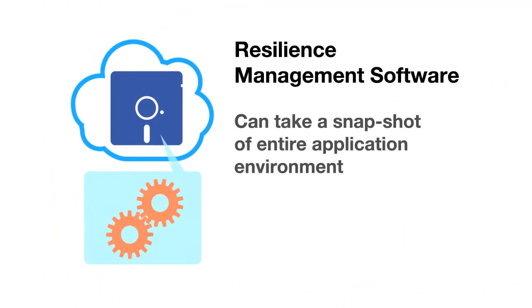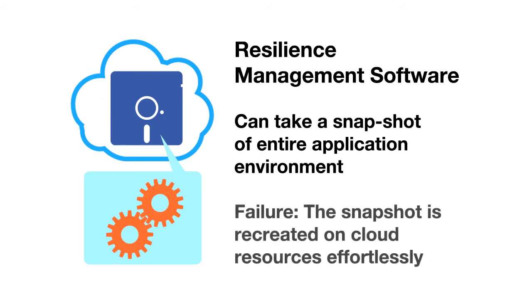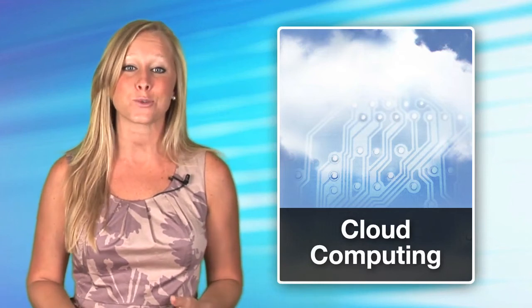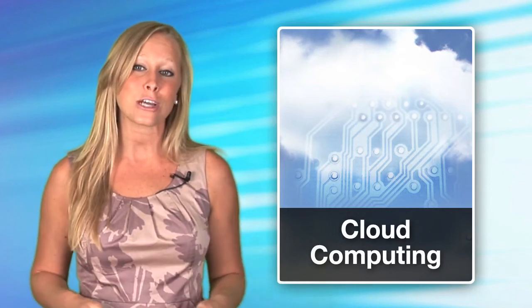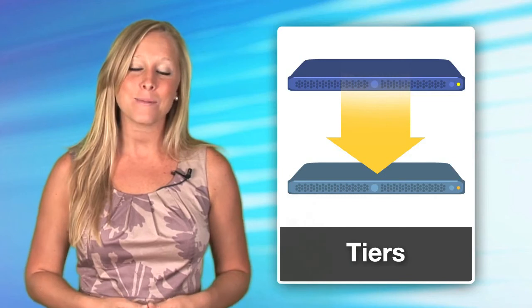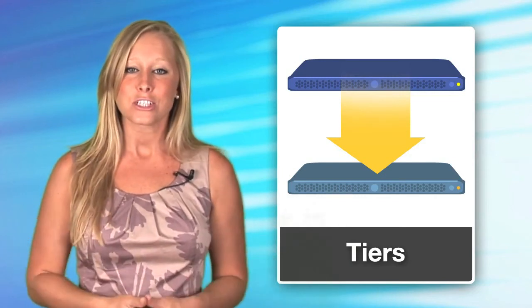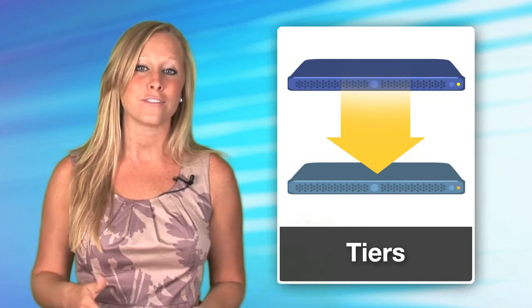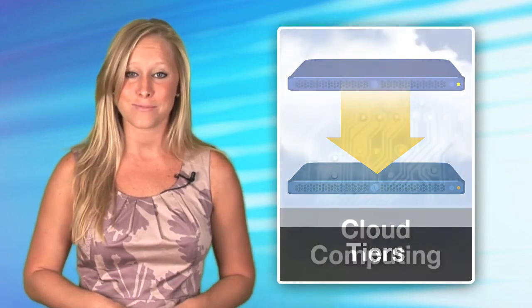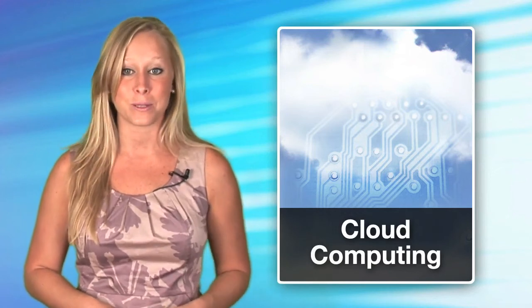Resilience management software can take a snapshot, not just of a server image, but of the entire application environment. If there's a failure, that snapshot can be recreated on cloud resources effortlessly. And because larger clouds deliver processing power and storage on demand, they can support even the most critical and resource-hungry applications. And because cloud service is built only for what's used, admins can set up tiers of failover resources. So, for example, a critical database gets higher level attention, while an archive server can fail over to cheaper, lower performance services. All told, cloud-based resilience is dramatically more cost-effective than traditional high availability solutions.